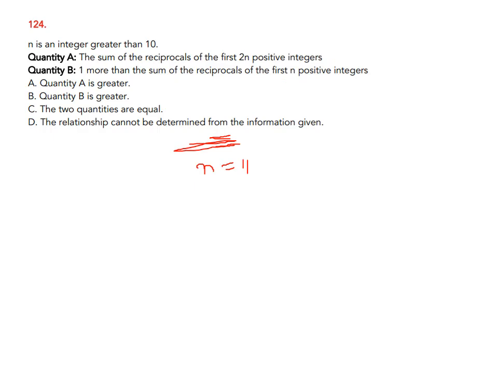So n is an integer greater than 10. Quantity A is the sum of the reciprocals of the first two n positive integers, and quantity B asks for one more than the sum of the reciprocals of the first n positive integers. Okay, there are two ways. Either we can use numbers and test for the first few integers, or we can use conceptual understanding, right? So I have used some numbers.